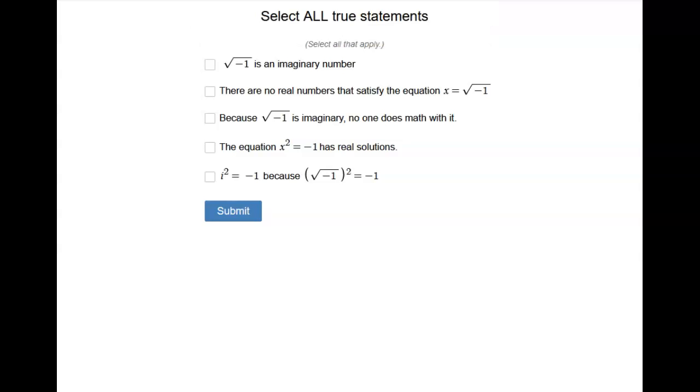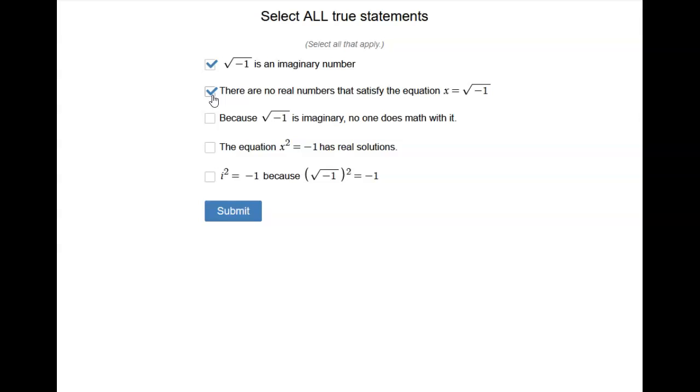Question 1, we want to select all the true statements. So first one, square root of -1 is an imaginary number. That is true. That's where the letter i comes from. There are no real numbers that satisfy the equation x equals the square root of -1. That is also a true statement.